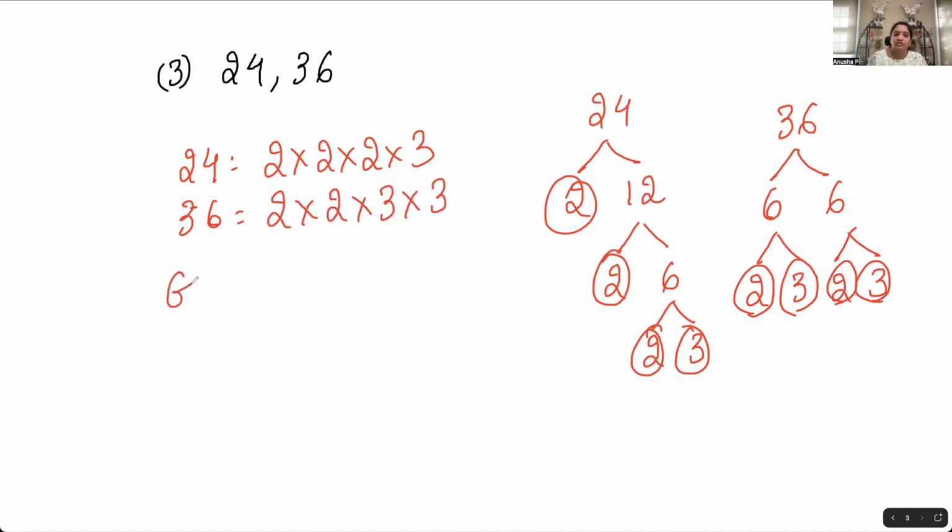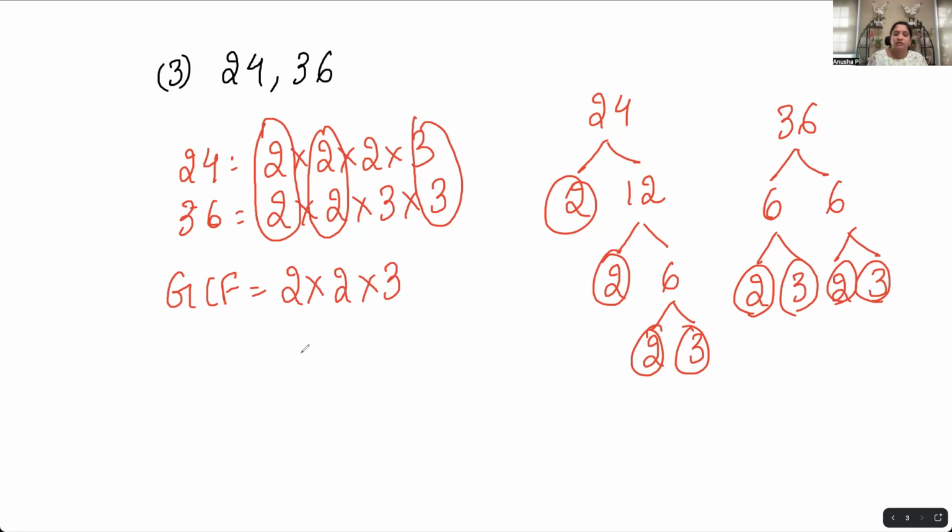To find the GCF, we have to circle the common factors. The common factors here are 2, 2 and 3. The common factors we will write only once. 2 times 2 times 3, which is 4 times 3 is 12. So the GCF is 12.